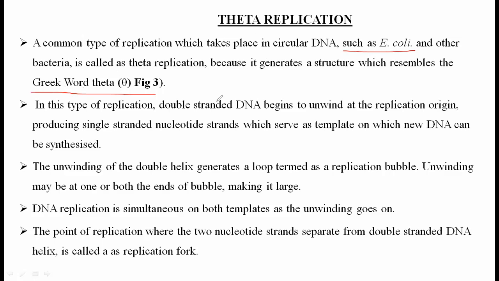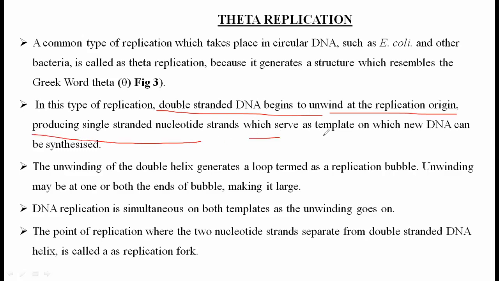So what happens in this replication? We have double-stranded, circular DNA. It starts to unwind because the DNA is circular and supercoiled, right? And I have been telling you that when the DNA has to undergo replication, it has to unwind first. So when it starts unwinding at the origin of replication, it produces a single nucleotide strand, which serves as the template on which the new DNA can be synthesized.